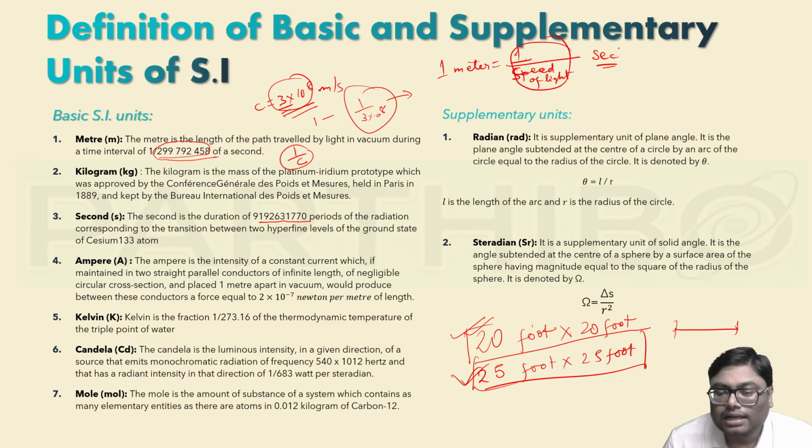Steradian is the supplementary unit of solid angle. It is the angle subtended at the center of a sphere by a surface area of the sphere having magnitude equal to the square of the radius of the sphere. It is denoted by omega. If I take omega for a closed surface, the value always gives 4 pi.